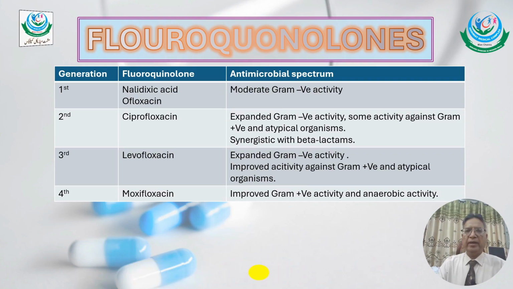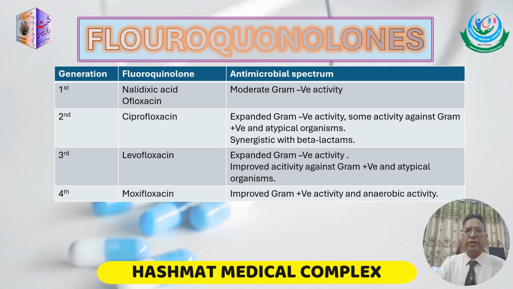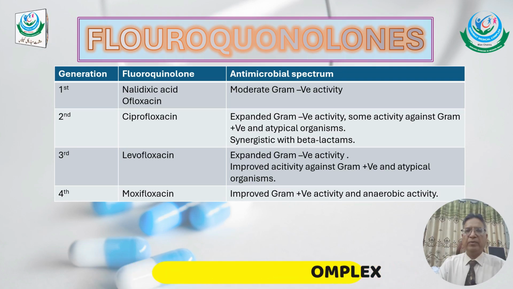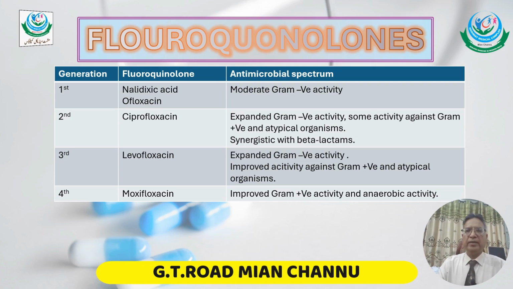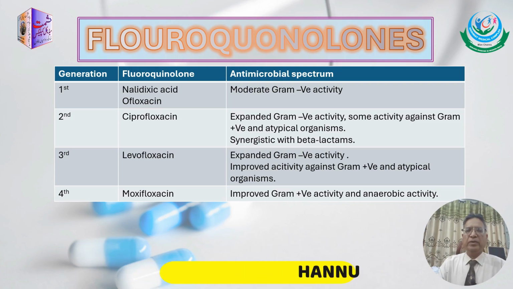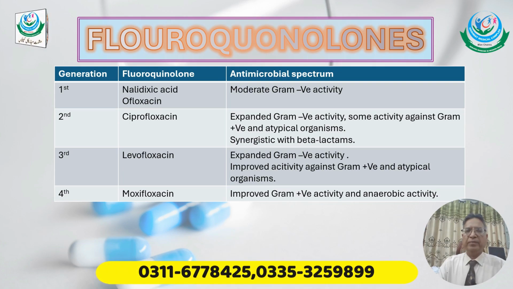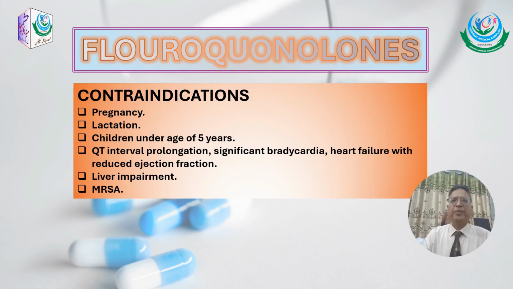Ofloxacin and nalidixic acid are included in the first generation, while ciprofloxacin is a second generation drug. Levofloxacin is included in the third generation, while in the fourth generation, moxifloxacin is the drug.